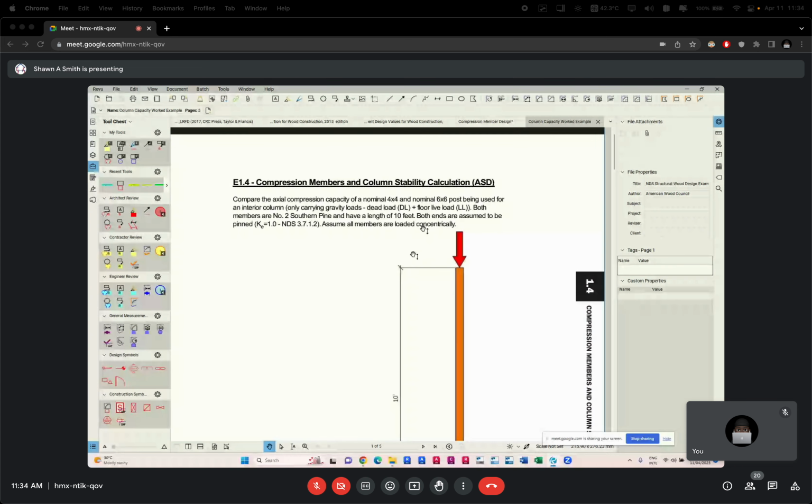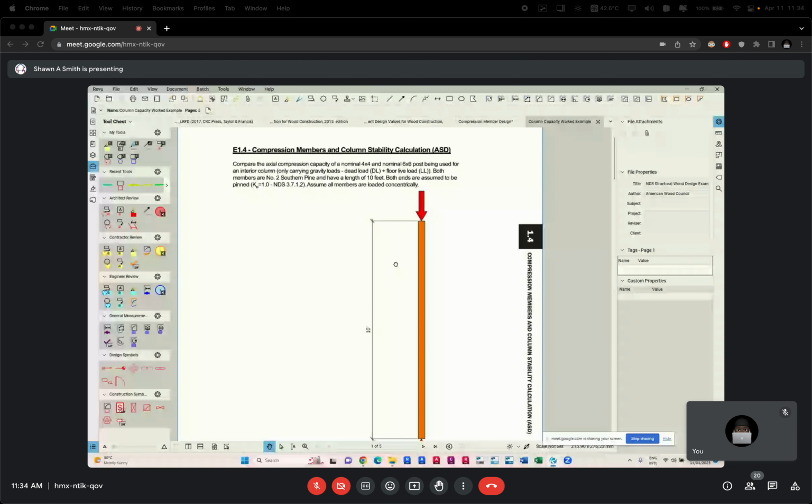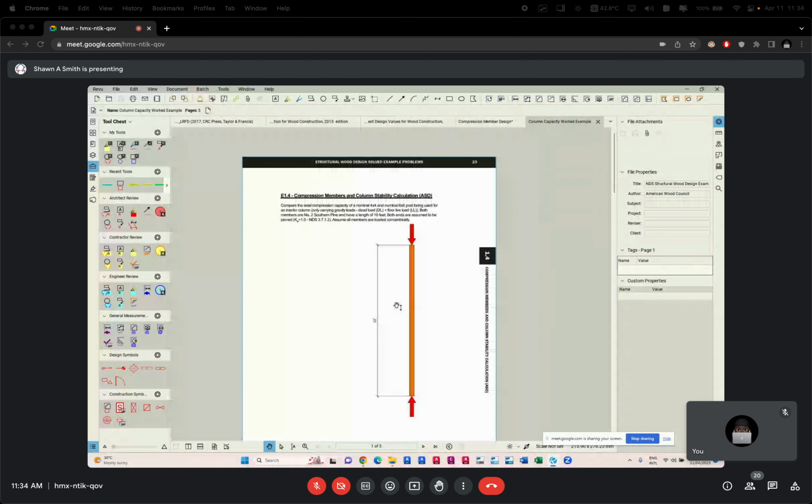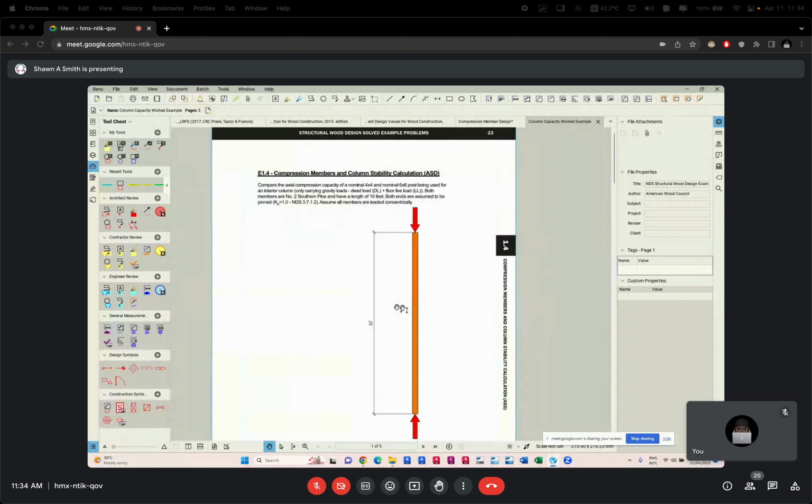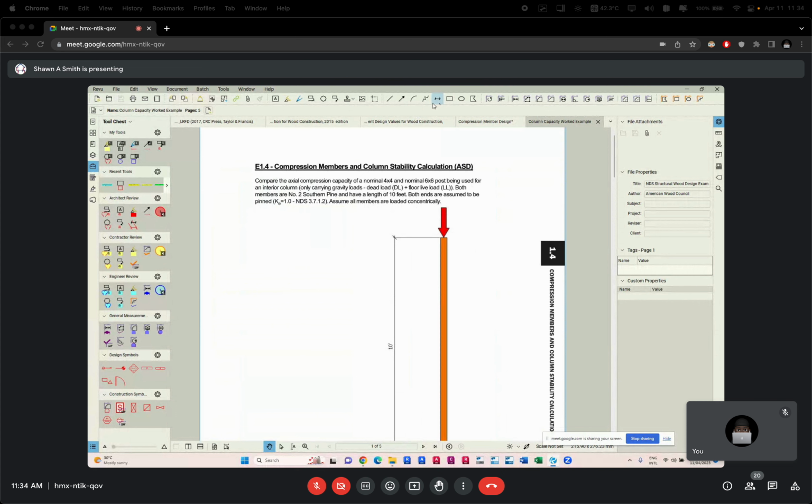Both ends are assumed to be pinned. Assume all members are loaded concentrically. That means loaded directly in their center. So that means there's no eccentricity, there's no residual moment. It's pure compression. So here we are, class, with a column of 10 feet natural length. It says that the ends are pinned.